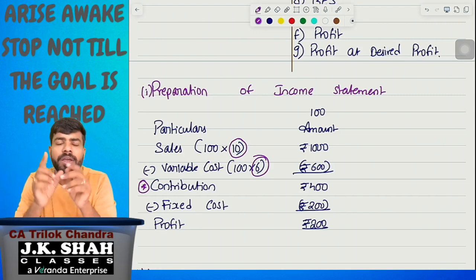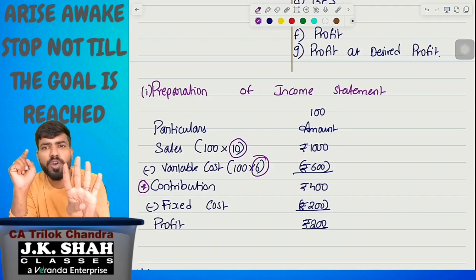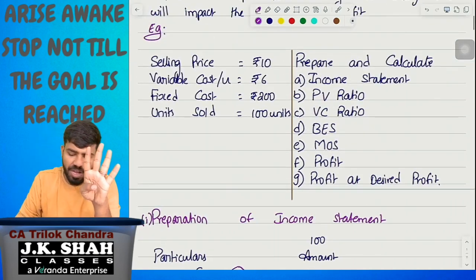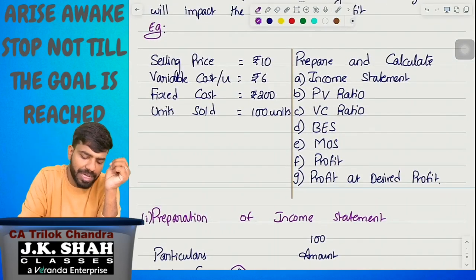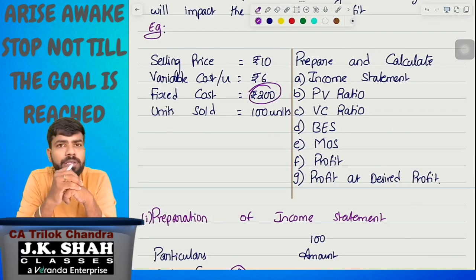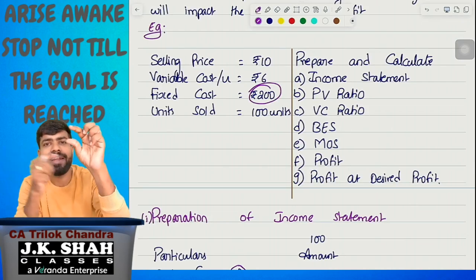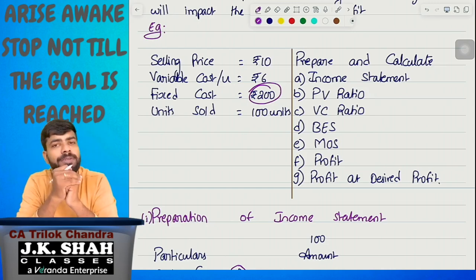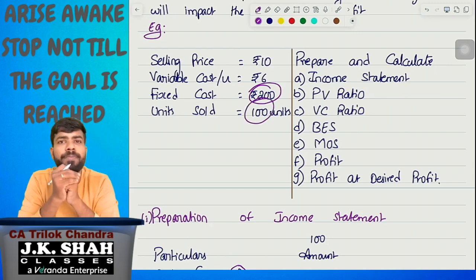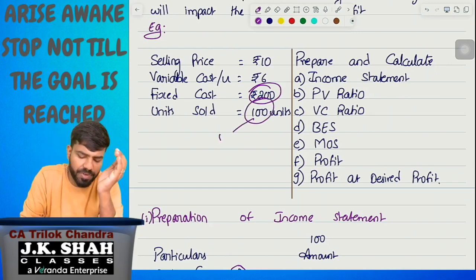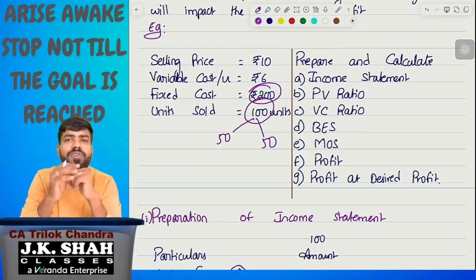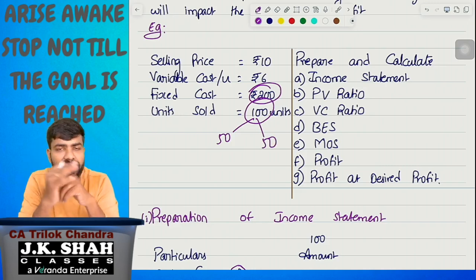In our example, each unit is giving a contribution of 4 rupees. What is the total fixed cost? 200 rupees. So how many units do we need to sell to recover the fixed cost? 200 divided by 4 rupees per unit, that is 50 units. What is the total number of units that we are selling? 100. Out of 100, 50 units are the break-even point and the balance 50 units are the margin of safety. Are you understanding?